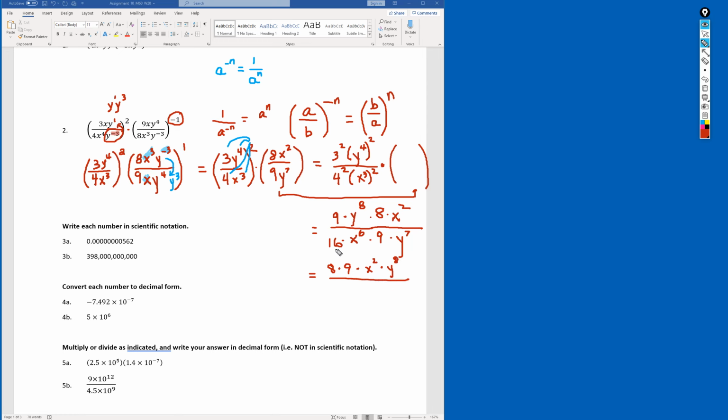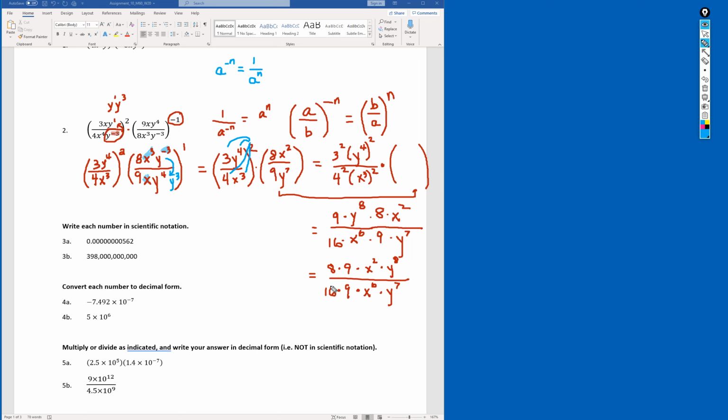All right, now I'm going to keep the 16 here, times 9, times x to the 6, times y to the 7. Okay, now do you see why I wrote them in this particular order? Because now we can easily see how we can just cancel stuff out.